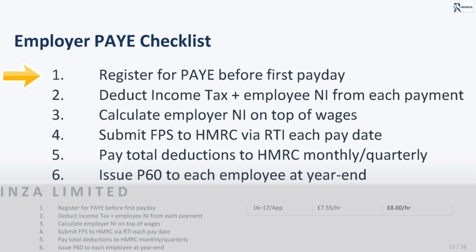Finally, here is the employer PAYE compliance checklist. Step 1. Register for PAYE before your first employee's payday. Step 2. Deduct income tax and employee NI from each payment. Step 3. Calculate employer NI on top of wages. Step 4. Submit a full payment submission to HMRC through real-time information each pay date. Step 5. Pay total deductions to HMRC monthly or quarterly. And Step 6. Issue a P60 to each employee at the end of the tax year.